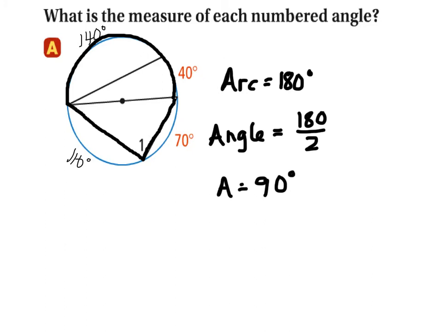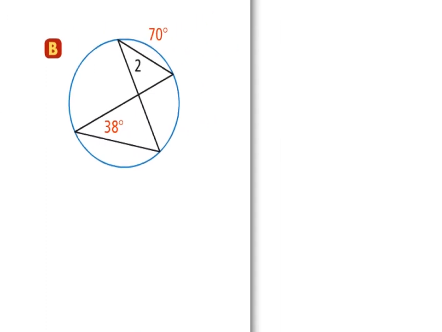Now, another way you could have recognized this was that the diameter goes across right here, and you'll notice the angle intercepts the semicircle. So you know that's 180 degrees. This automatically has to be 90. That's another way to see it as well. Okay. All right, second example. Let's move it on over here to letter B.